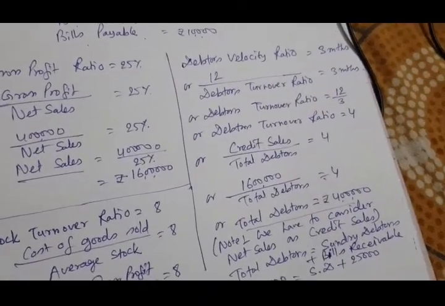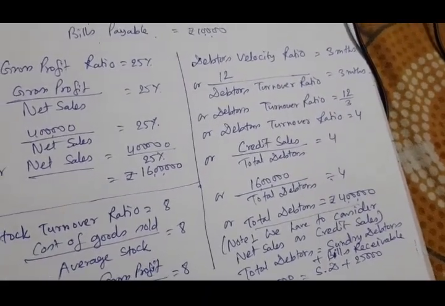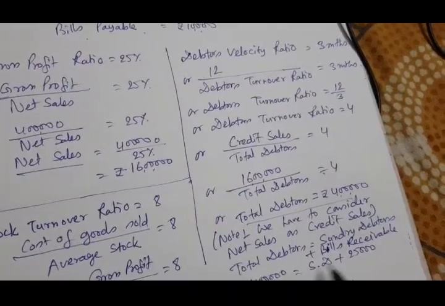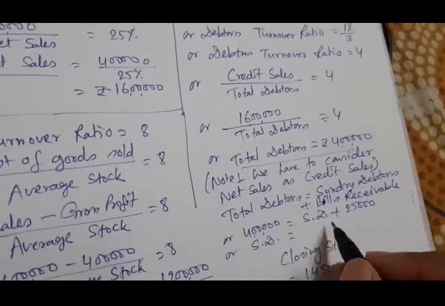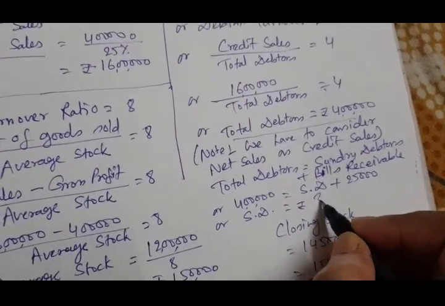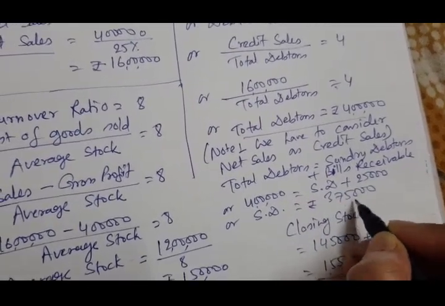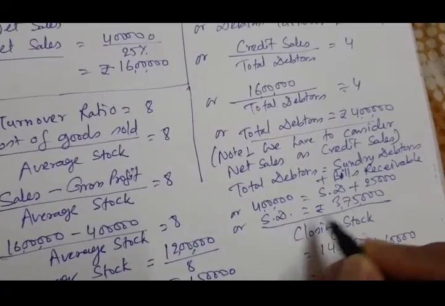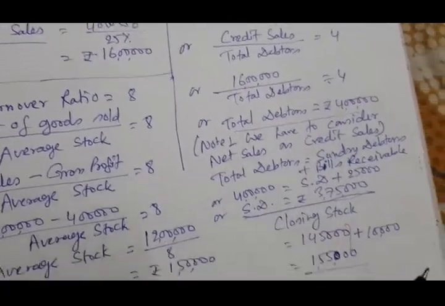Then sundry debtor will be how much? Your sundry debtor balance will be 4 lakh minus 25,000, that is 3,75,000. So we have also computed this sundry debtor, okay.